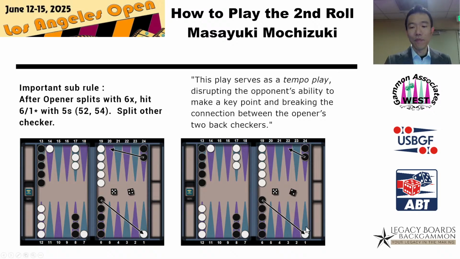Like if you put him on the bar, then he has to roll a 7 to make the bar point. If you don't hit, he just has to roll a 6 to make the bar point, which is a very important point. So you have to hit and stop him from doing so.